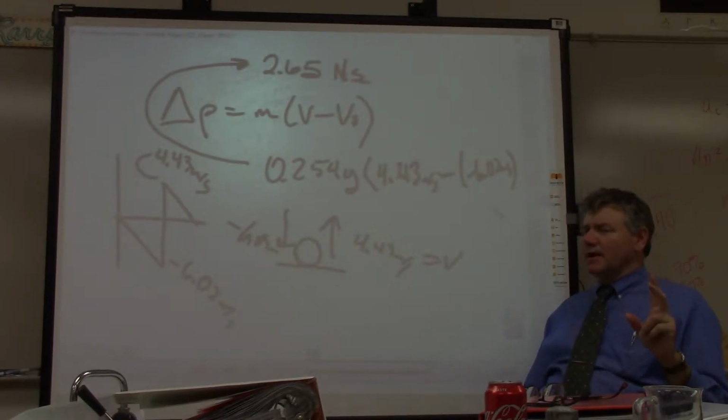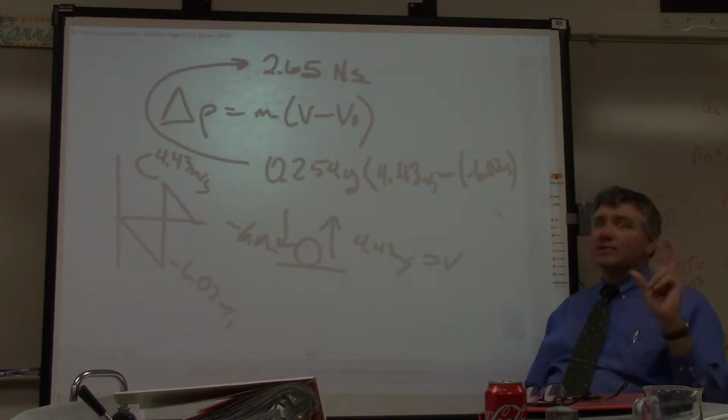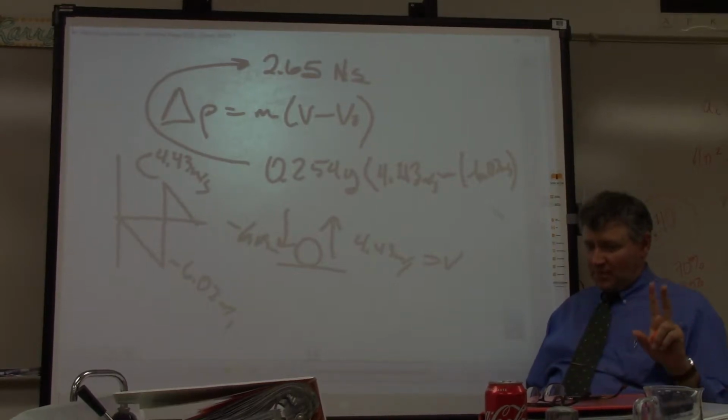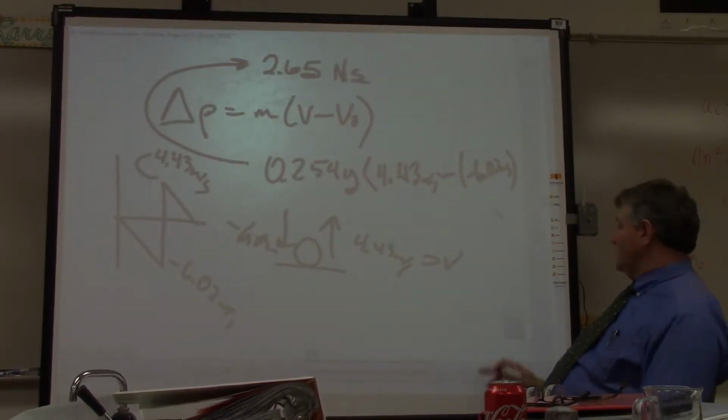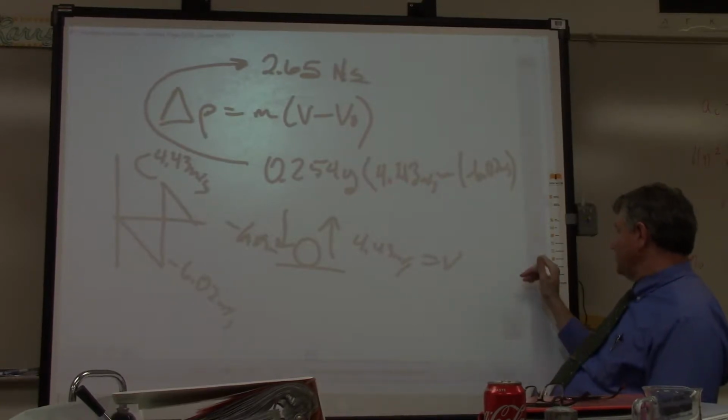You go, okay, V naught becomes V, because I'm looking at the interchange when it's on the surface of the Earth, and then V becomes V naught. That's what you have to watch on a problem like this. Good so far? Okay. So at this point, I've got my change in momentum, 2.65.